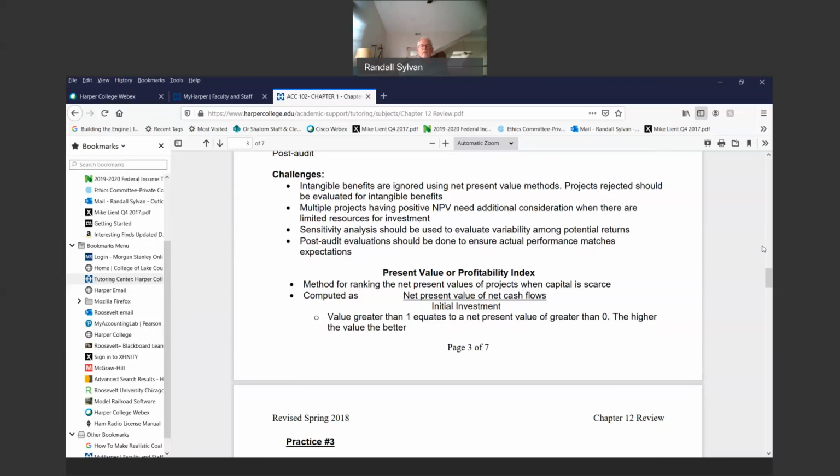Values greater than 1, and the higher the value, the better. A value greater than 1 equates to a net present value greater than 0. Okay, the higher the value, the better. So if you were ranking 3 different projects, you would select the one with the higher profitability index. So I would make sure you understand how to calculate the profitability index.